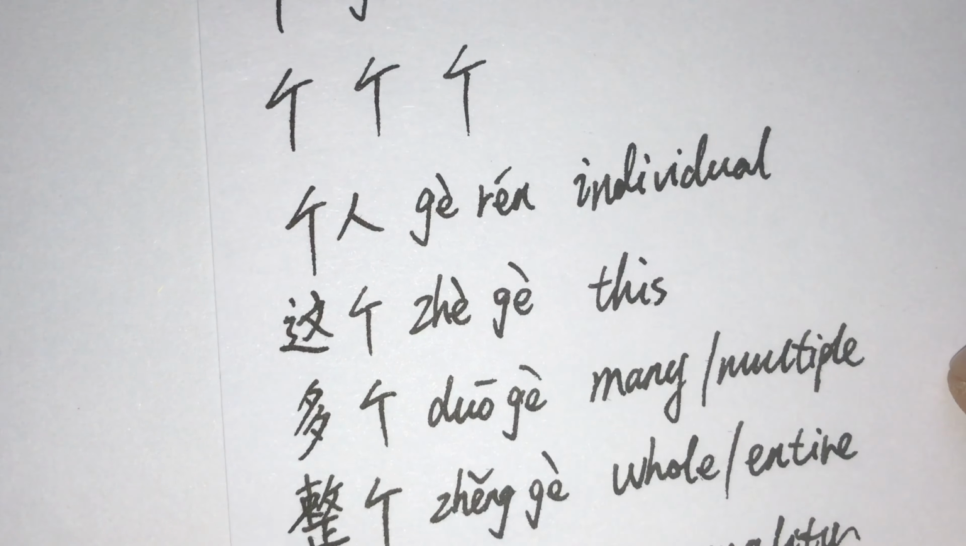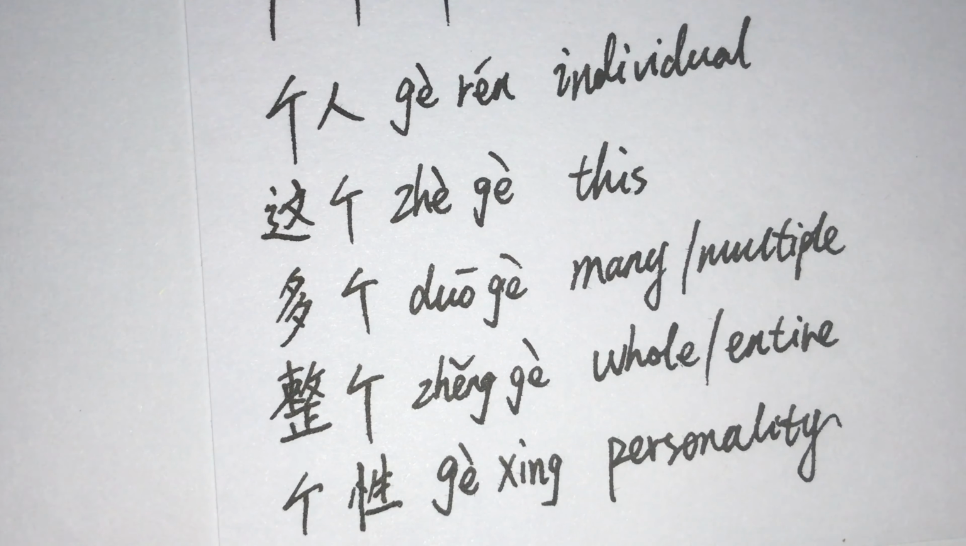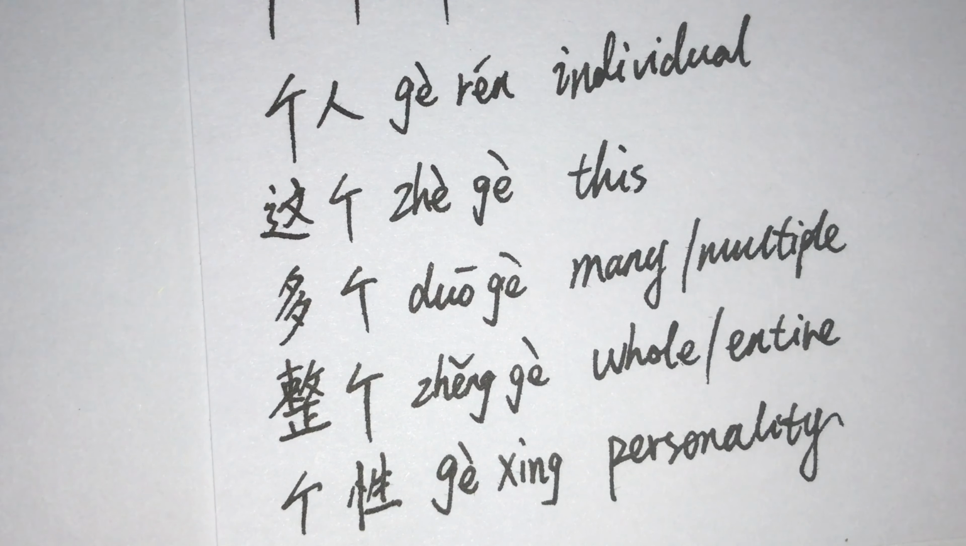Individual. 这个, this. 多个, many, multiple. 整个, whole, entire. 个性, personality.